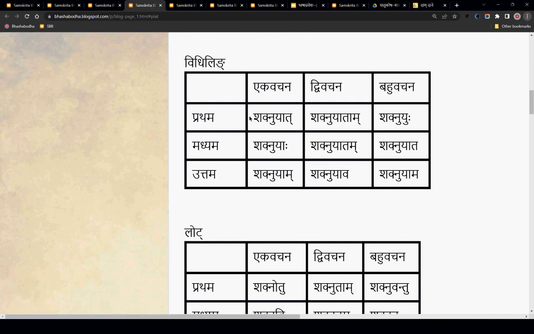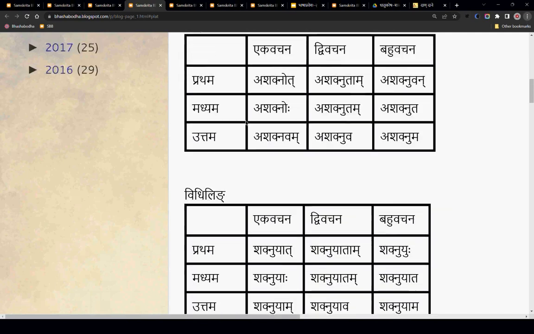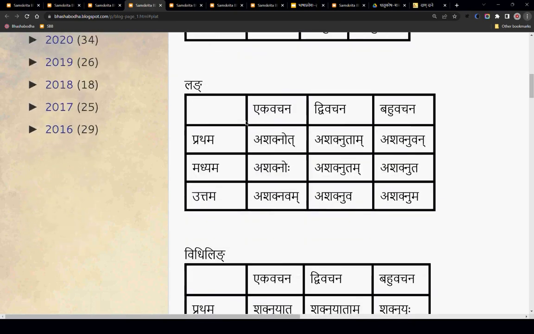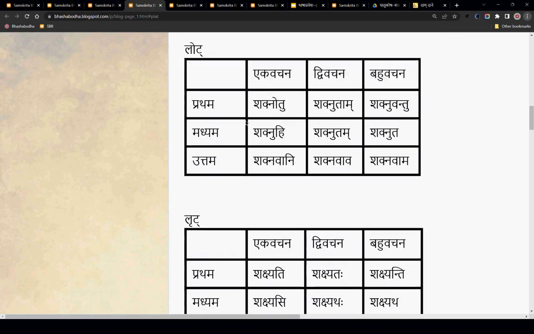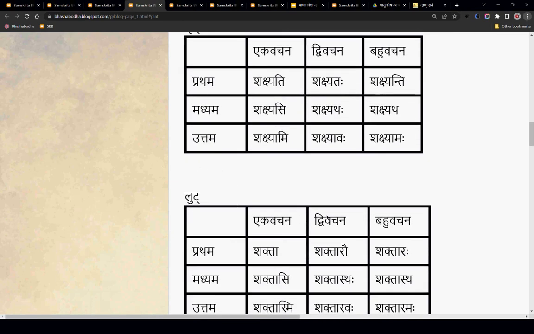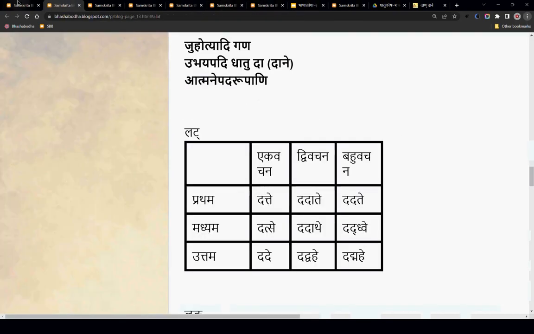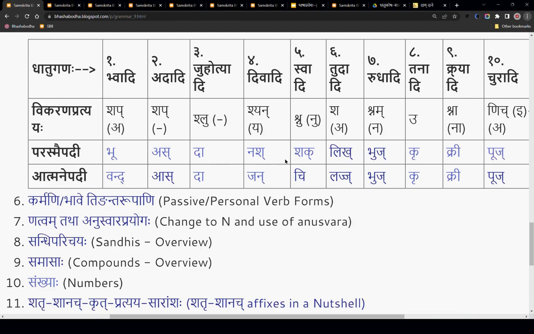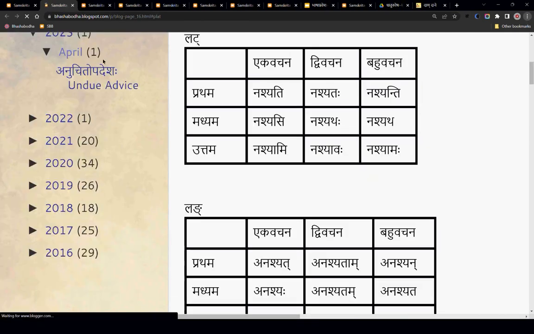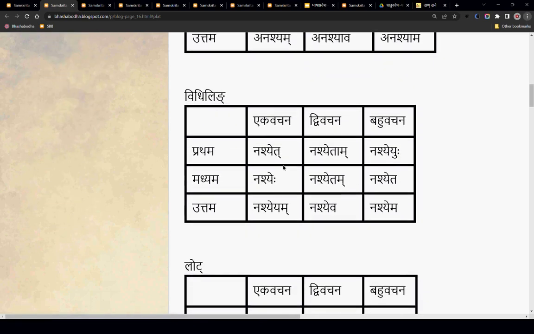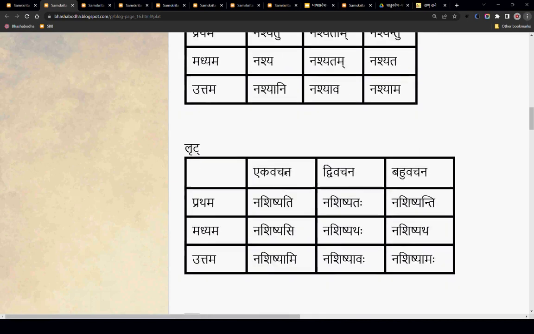So to this group the vikarana pratyaya is applicable. For other lakaras, you don't see the vikarana pratyaya: shakshyati, shakta. Same thing if you take nasha also, anything. So ya comes between in nashyati, anashyat, and in vidhiling nashyet, lot nashyatu.